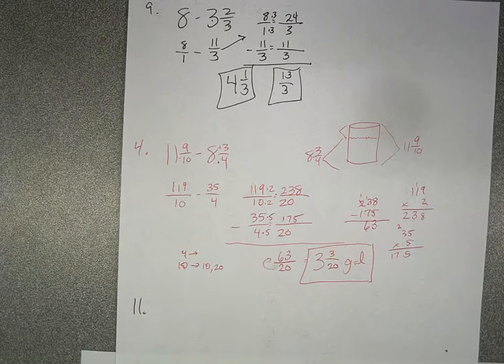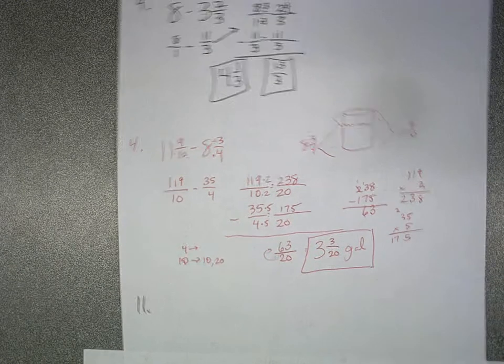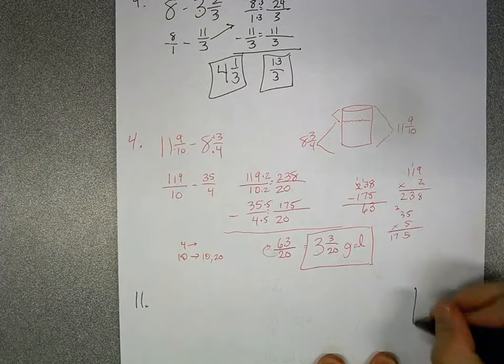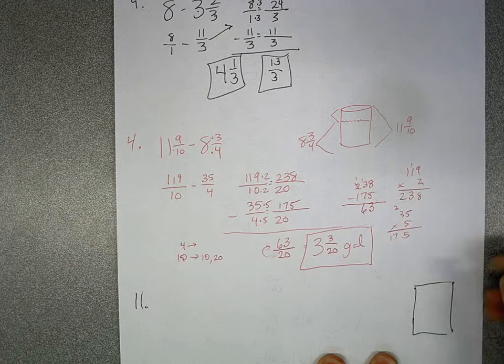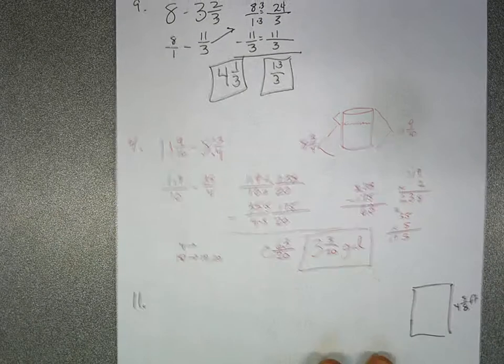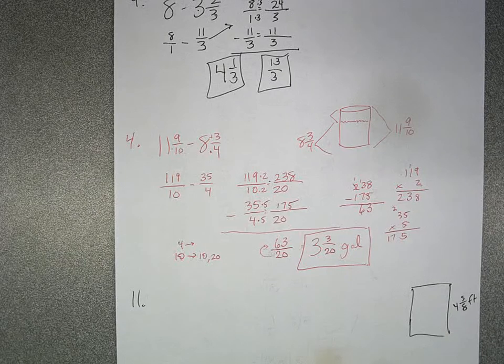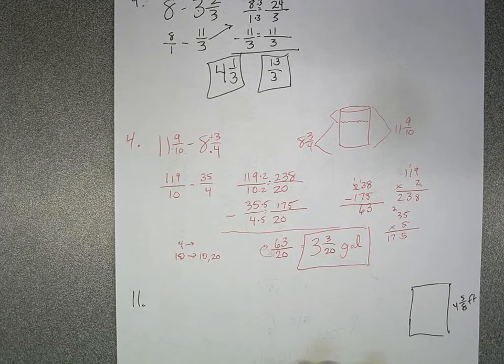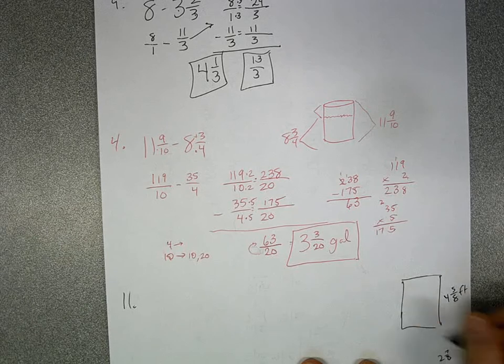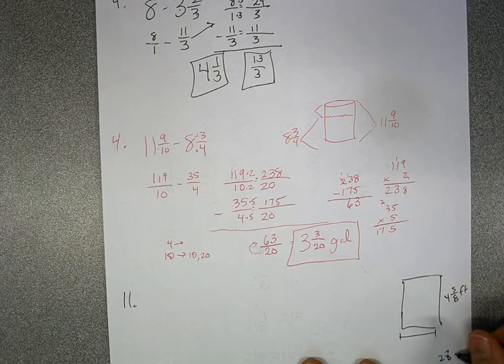All right, so here we go. I'm just going to go over this. Make sure you check your work. The length of Casey's garden is 4 5/8 feet. I'm just going to draw a quick diagram. 4 and 5, the length, which is probably the longer side, is 4 5/8 feet. Find the width of Casey's garden if it is 2 7/8 feet shorter. So this is 2 7/8 feet shorter than that.